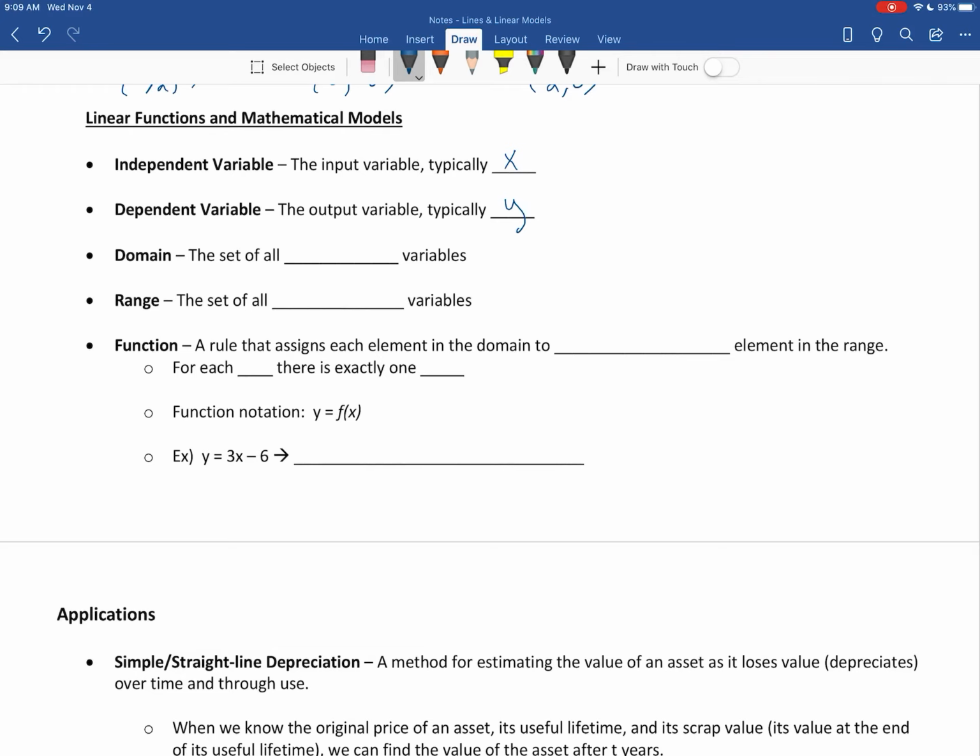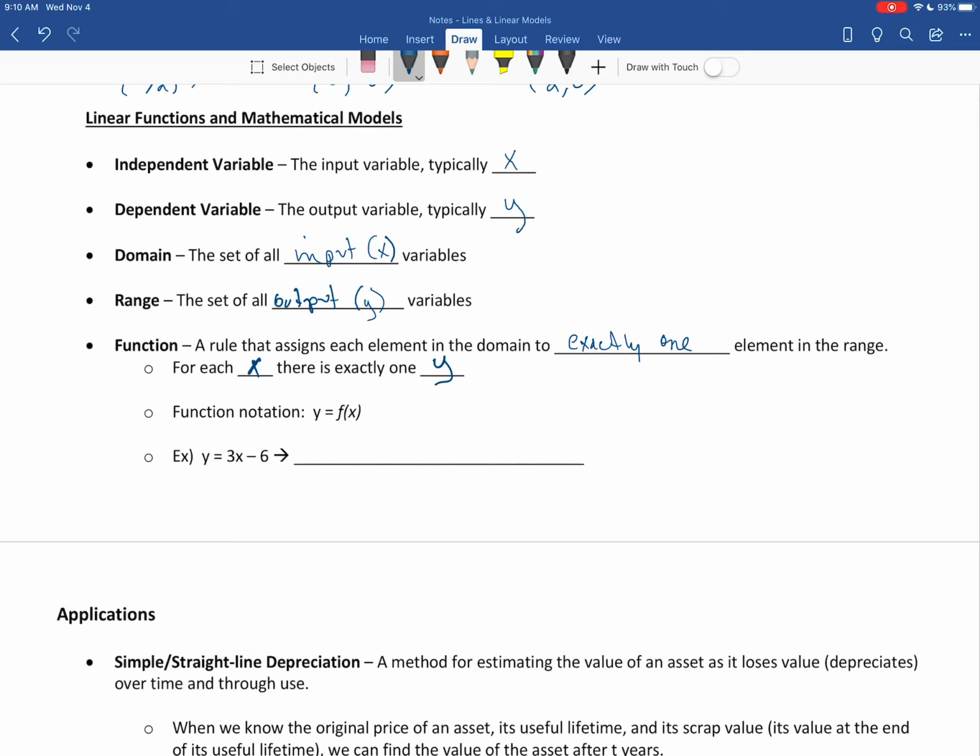As long as we're sticking with x's and y's, your domain is the set of all of your input variables. So usually your domain is your x's. And your range is the set of all of your output variables, or y's. A function is a rule that assigns each element in the domain to exactly one element in the range. So for every x in the domain, there is exactly one y.